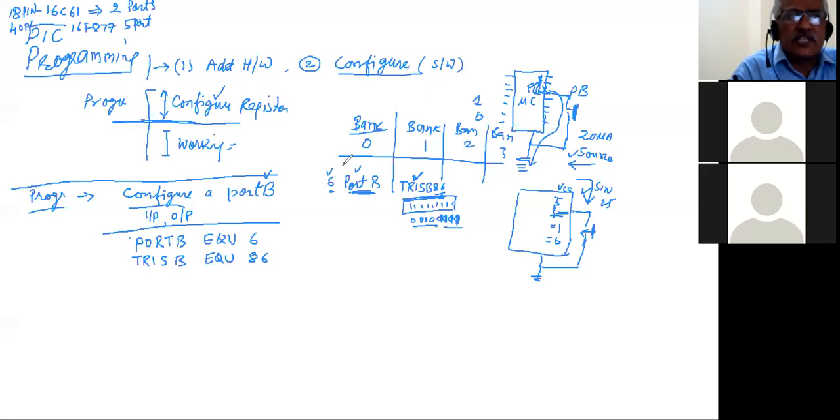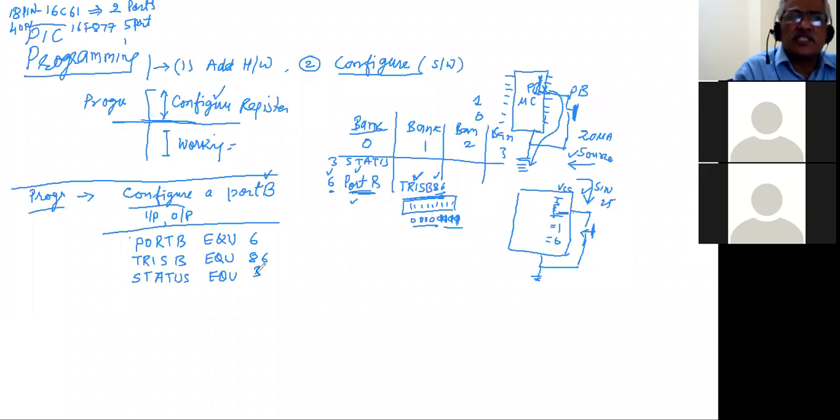मुझे स्टेटस रजिस्टर यूज करना है. स्टेटस रजिस्टर बैंक 0 में है एट एड्रेस 3. क्यों? क्योंकि मुझे एक बार यहां जाना पड़ेगा फिर वापस आना पड़ेगा. बैंक सिलेक्शन के लिए, बैंक सिलेक्शन कहां पर होता है? स्टेटस रजिस्टर के अंदर. तो मैं उसको भी यूज कर लेता हूं. STATUS equals 3.